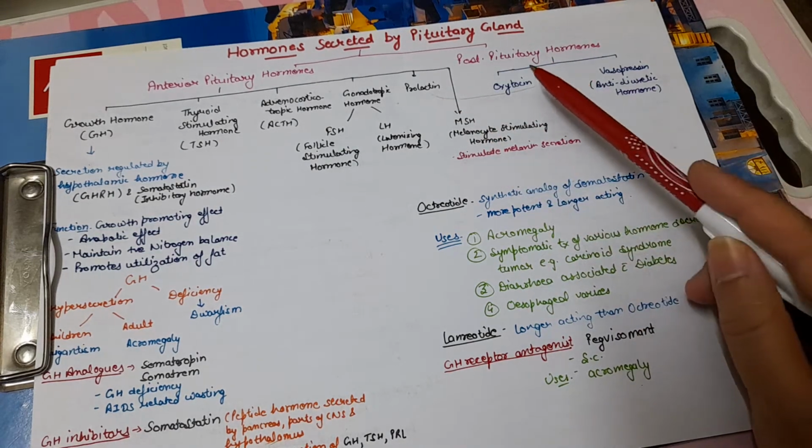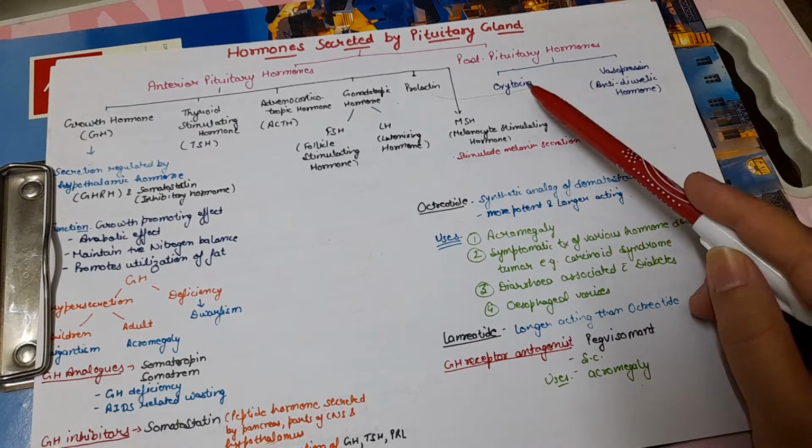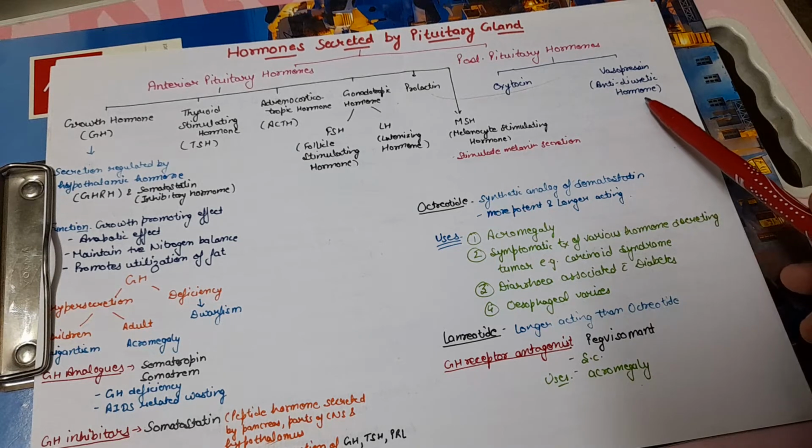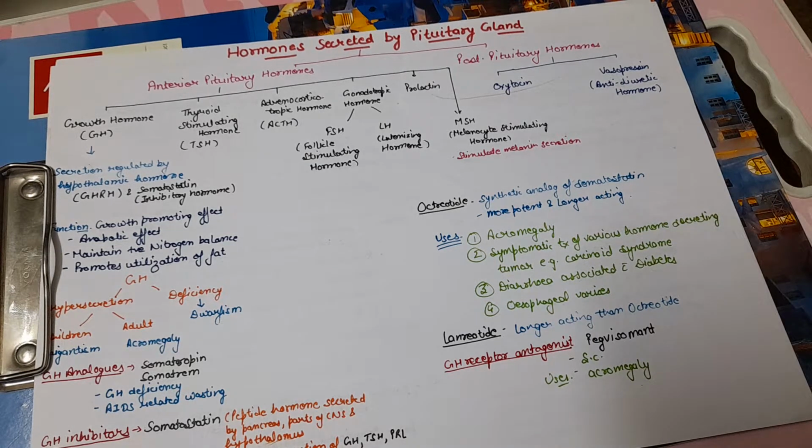Only two hormones are secreted from the posterior pituitary lobe. One is oxytocin and another is vasopressin, also known as antidiuretic hormone. So in this video we will discuss only anterior pituitary hormones.